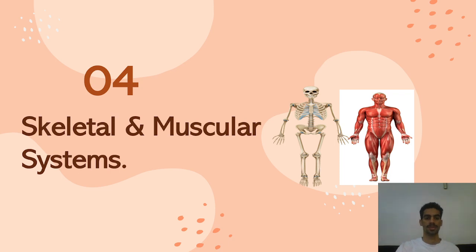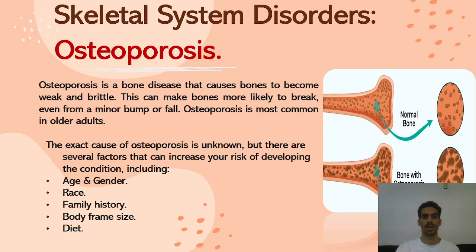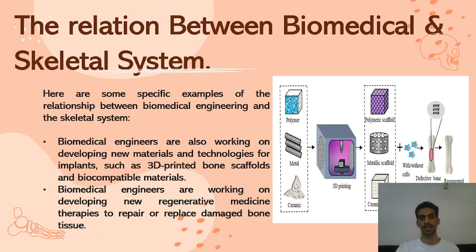Skeletal and muscular system. Definition: the skeletal system is the body's internal framework. The disorders are osteoporosis and bone cancer. The relation between biomedical engineering and the skeletal system: biomedical engineers are also working to develop things such as 3D printing and materials for the bone.